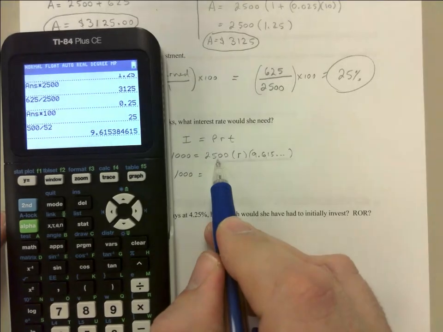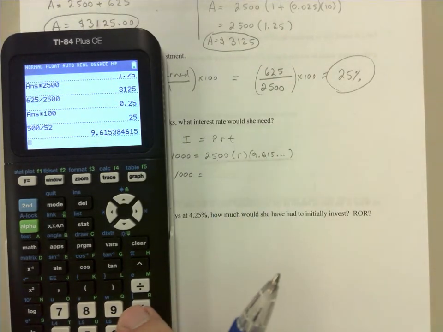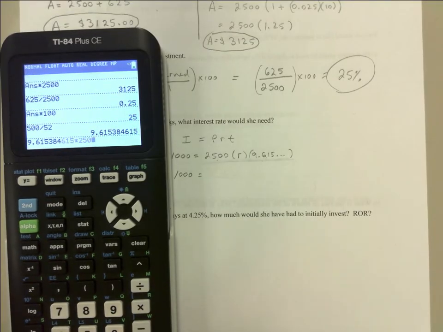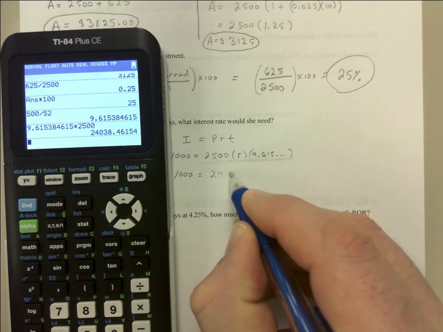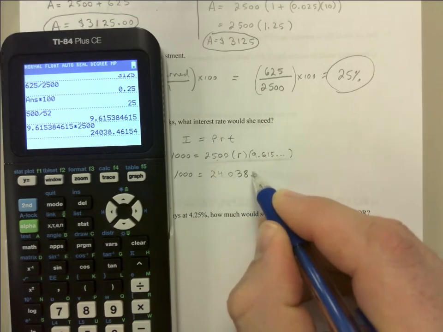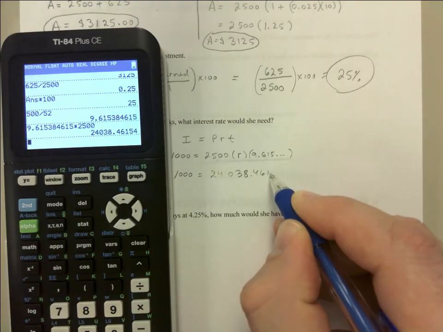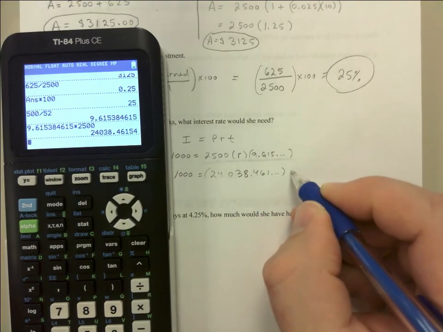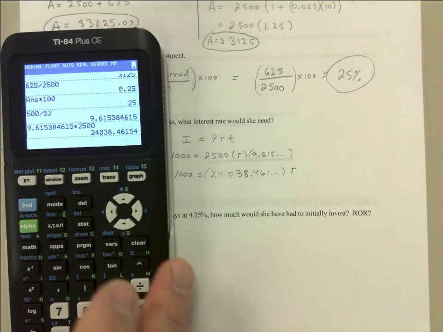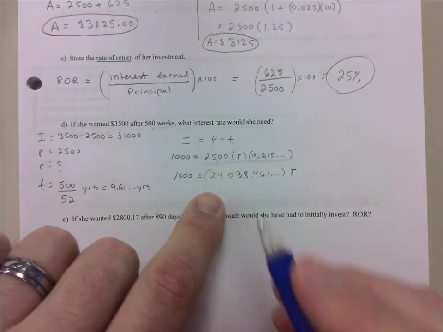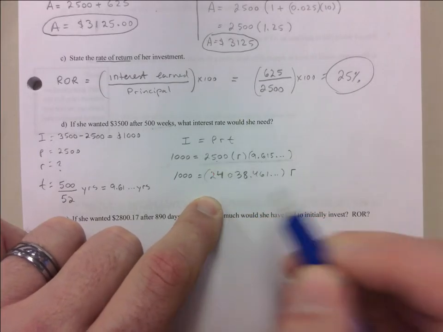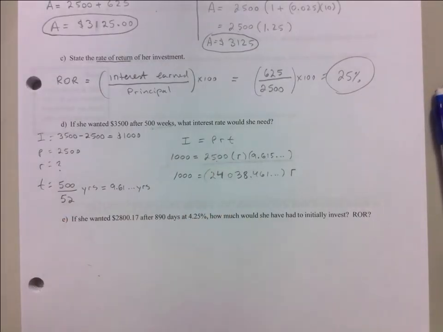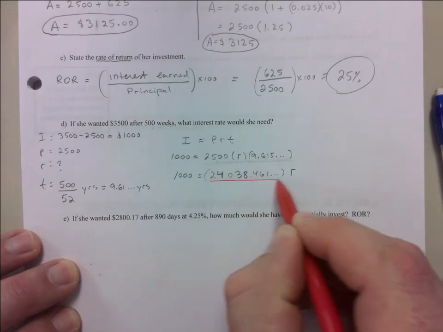So you go 2,500 times that number. So I'm going to go copy, paste, times 2,500. So that's 24,038,461, and that keeps going, times R. Okay, this is a 4 here. It's hard to see. My bad. And so now we're just going to divide both sides by this number. Okay.